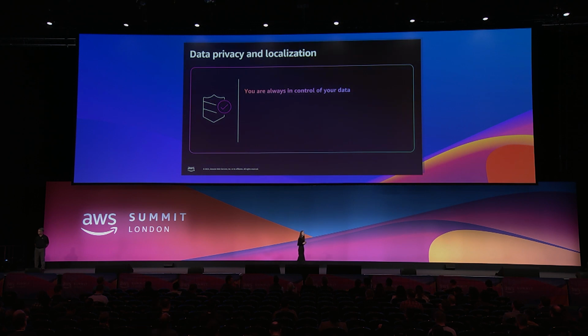So let's first have a look at data privacy and localization. And so this is going to be absolutely fundamental, and we may repeat it several times today. But we do not store your inference or customization training data. If we do not store it, it cannot leak, it cannot be seen by any model vendors, and it cannot be used by AWS for any other purposes.